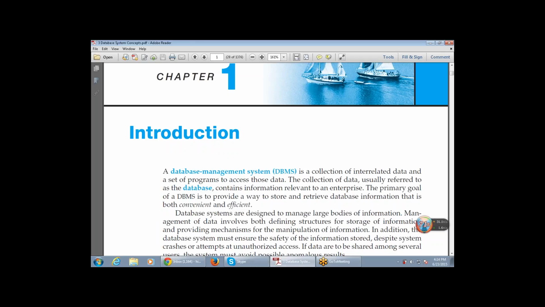The collection of data usually refers to a database. So whenever we collect multiple data, that is known as a database. And whenever we use multiple programs to access, verify, and retrieve those data, that is known as the DBMS. DBMS is the database management system, a system used to manage the database. The primary goal of a DBMS is to store data in a database and retrieve information that is both convenient and efficient.